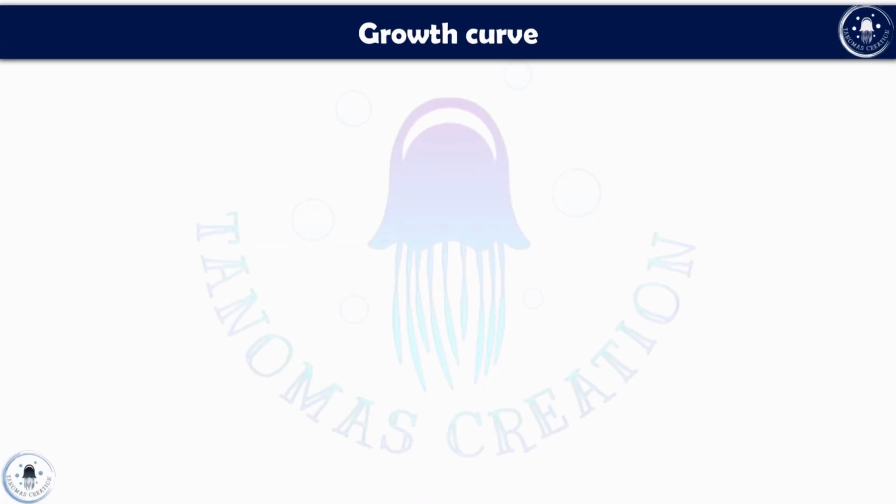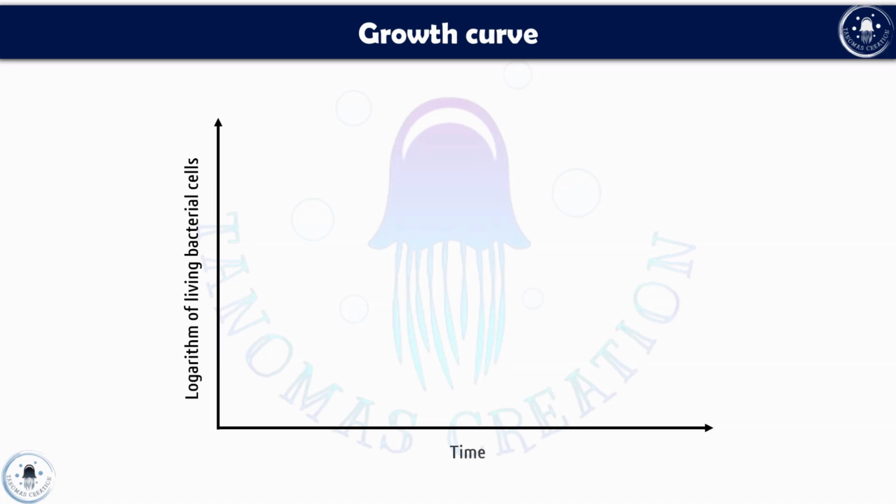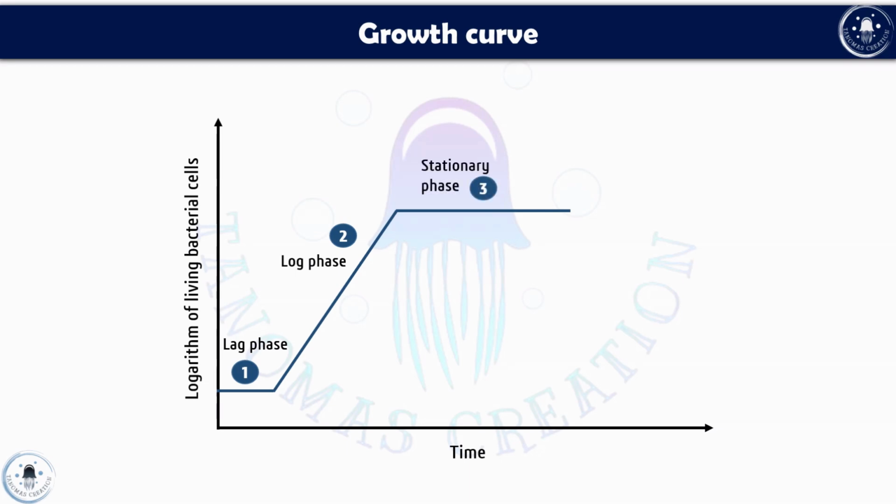Now coming to the growth curve, if you see, there's an x-axis and there's a y-axis. So in the y-axis we plot the logarithm of living bacterial cells, or simply absorbance we can put, and in the x-axis we put time in minutes, in hours, whatever interval you take. Okay, so this first one is our lag phase, as you can see. Second one is our log phase, which is also known as exponential phase. Third one is our stationary phase, you can see it is linear. And the last one is our decline phase. Okay, decline phase or death phase.